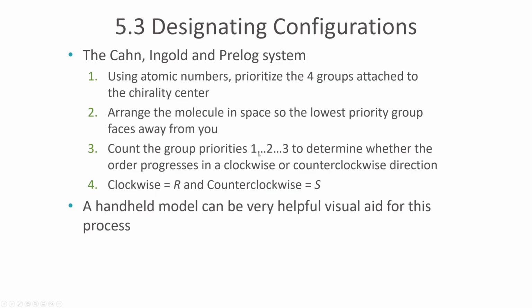If the groups with priority 1, 2, and 3 are positioned around in a clockwise direction, we call that R. And I remember R as right-hand turn. So when you turn a steering wheel clockwise, that's a right-hand turn. So that's why I remember clockwise is R. And then counterclockwise is S. That's a left-hand turn. S stands for sinister, which is Latin for left-handed.